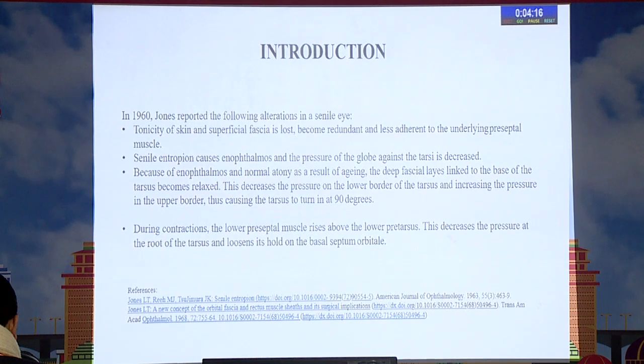This decreases the pressure on the lower border of the tarsus and increases pressure on the upper border, thus causing the tarsus to turn inward at 90 degrees. During contraction, the lower preseptal muscle rises above the lower pretarsal muscle. This decreases the pressure at the root of the tarsus and loosens its hold on the basal orbital septum.